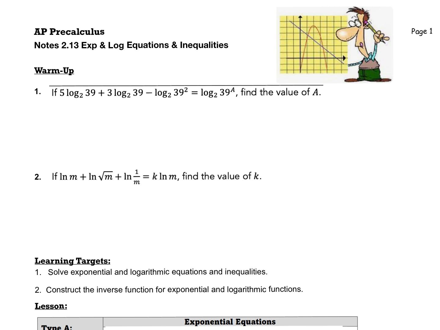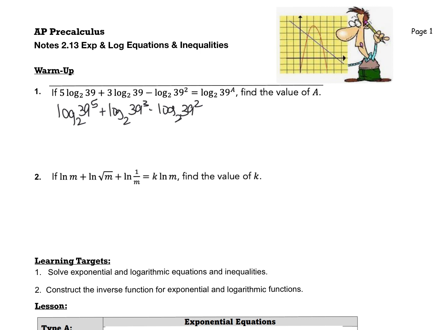Basically, what are they asking me to do with that long left-hand side? Combine it into 1. All right, we just want to combine it into 1. So that's going to be log base 2 of 39 to the 5th plus log base 2 of 39 to the 3rd minus log base 2 of 39 squared. Okay, so I just pulled my coefficients up as exponents.